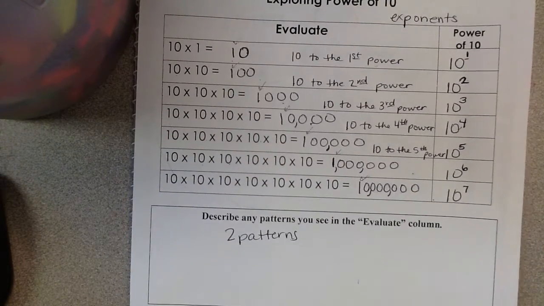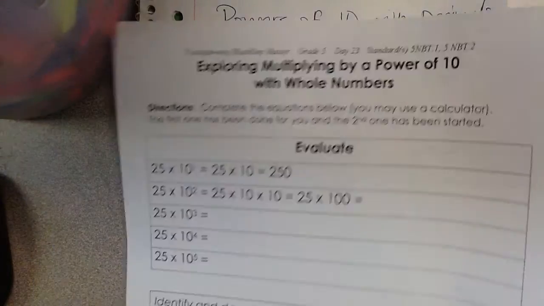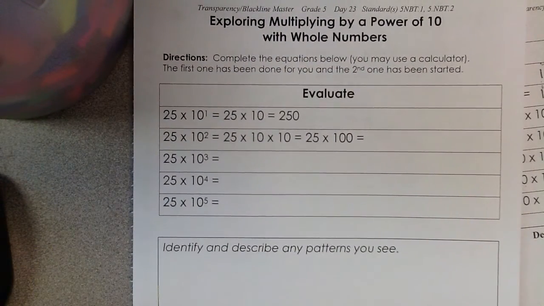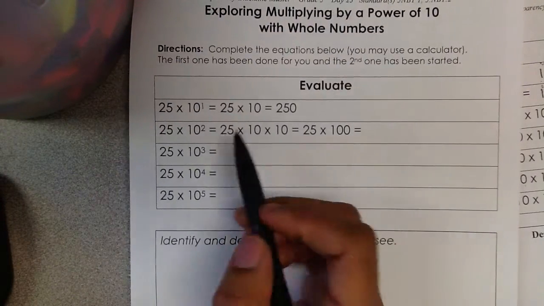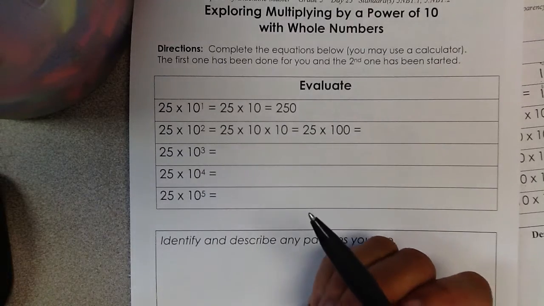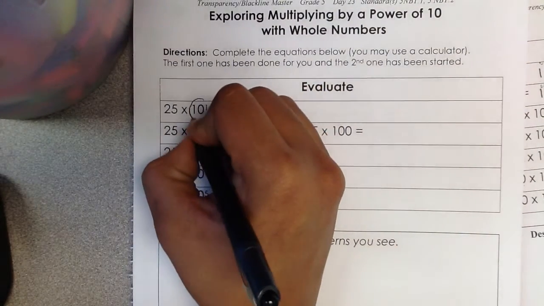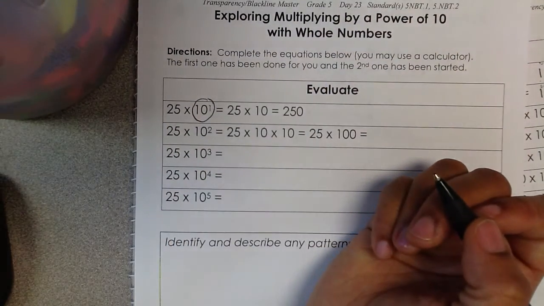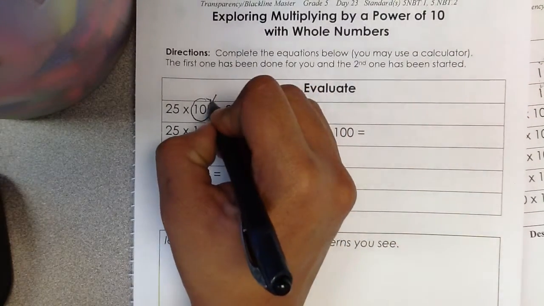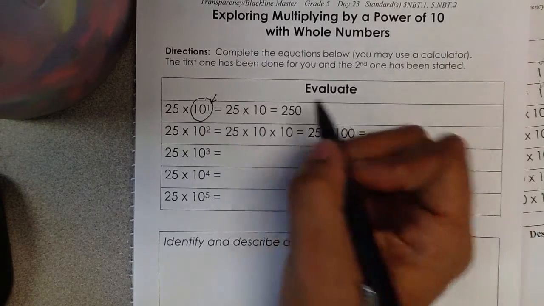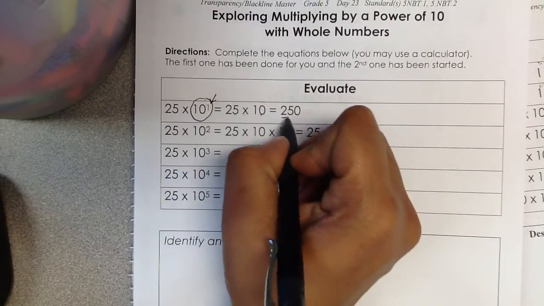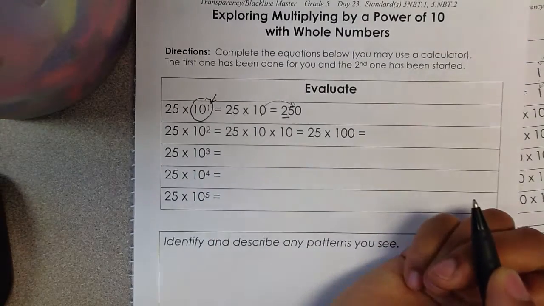Okay? All right, we're going to take a look at your next page, and your next page is exploring multiplying by a power of 10 with whole numbers. Okay? So it gives us an example, 25 times 10 to the first power. Well, how do I write that? Well, I've got to think about what 10 to the first power means. It really means multiplying by 10 1 time, okay? Because that power tells me how many times I'm multiplying by 10. So that would be 25 times 10. Well, 1 times 25 is 25 and add my 0, okay?